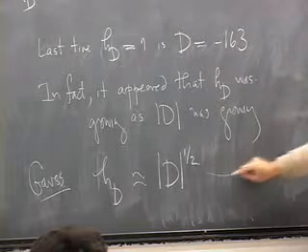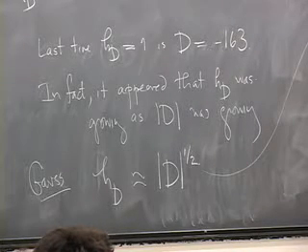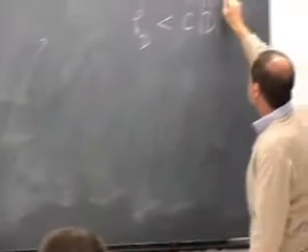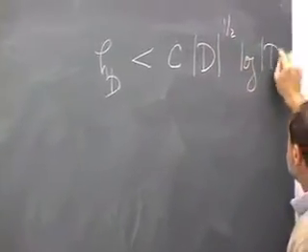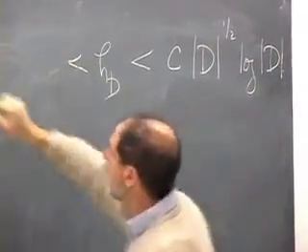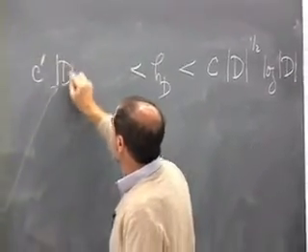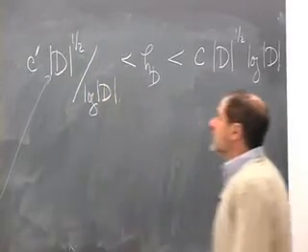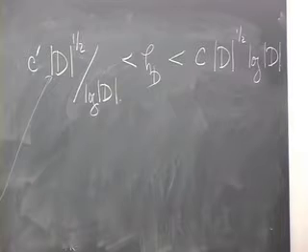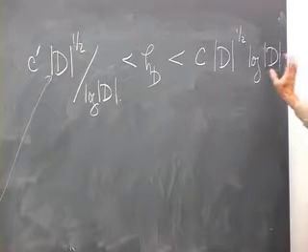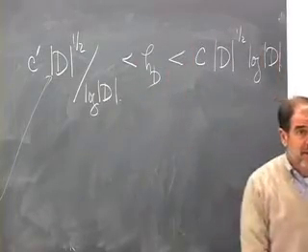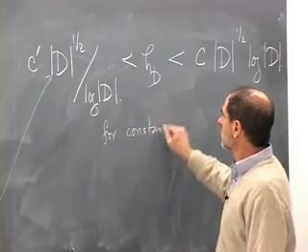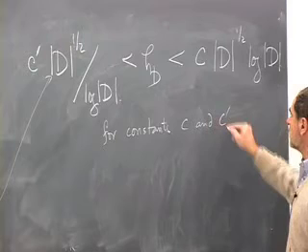More precisely, what Gauss conjectured is that the class number with respect to D is less than some constant times D^(1/2) times the log of the absolute value of D, and is greater than some other constant, C prime, times D^(1/2) divided by the log of the absolute value of D. So basically it is the same order of magnitude as the square root of the discriminant, but you have to take a log term to deal with the discrepancy. For constants C and C prime, independent of D.